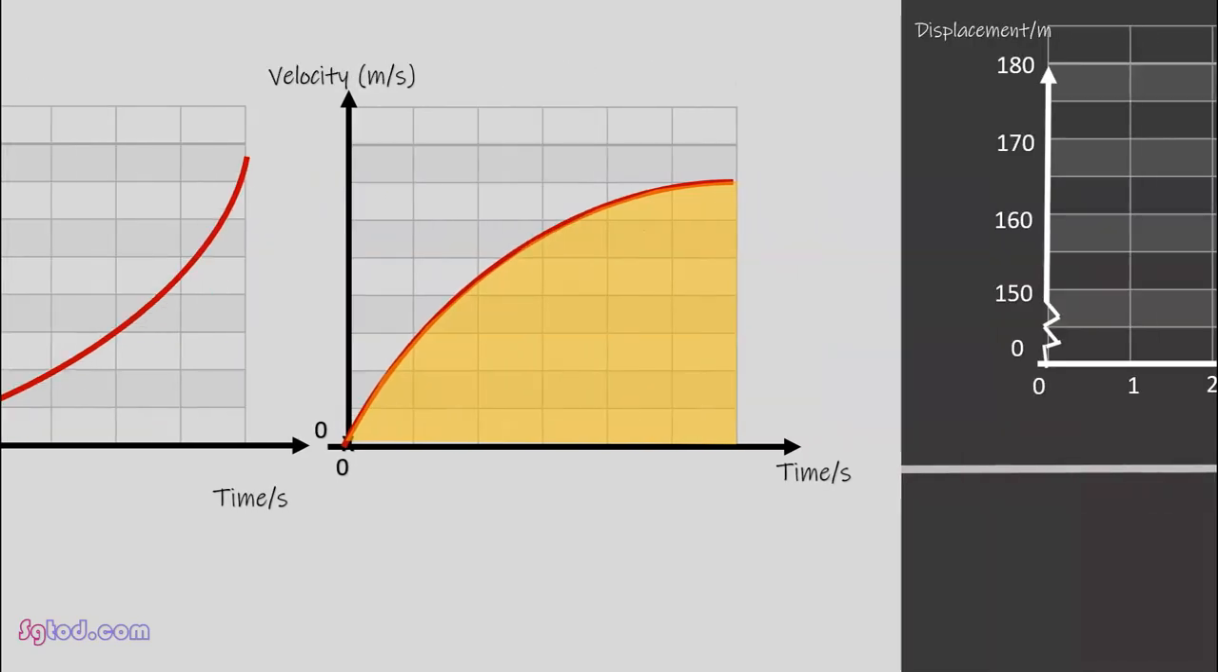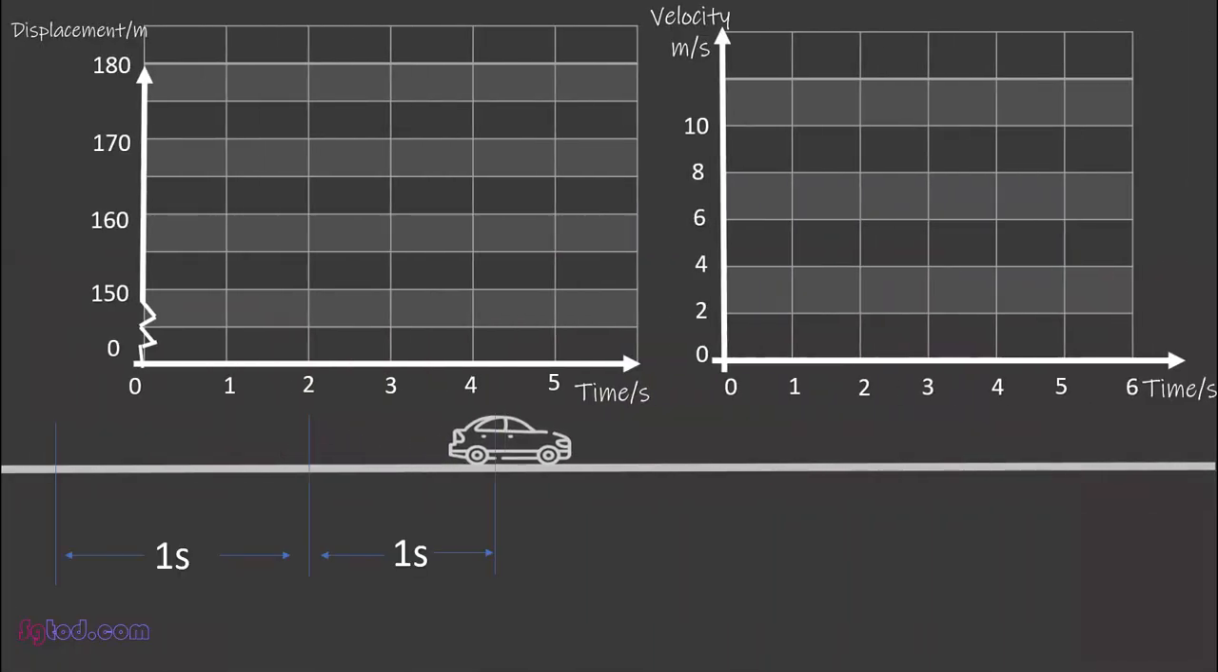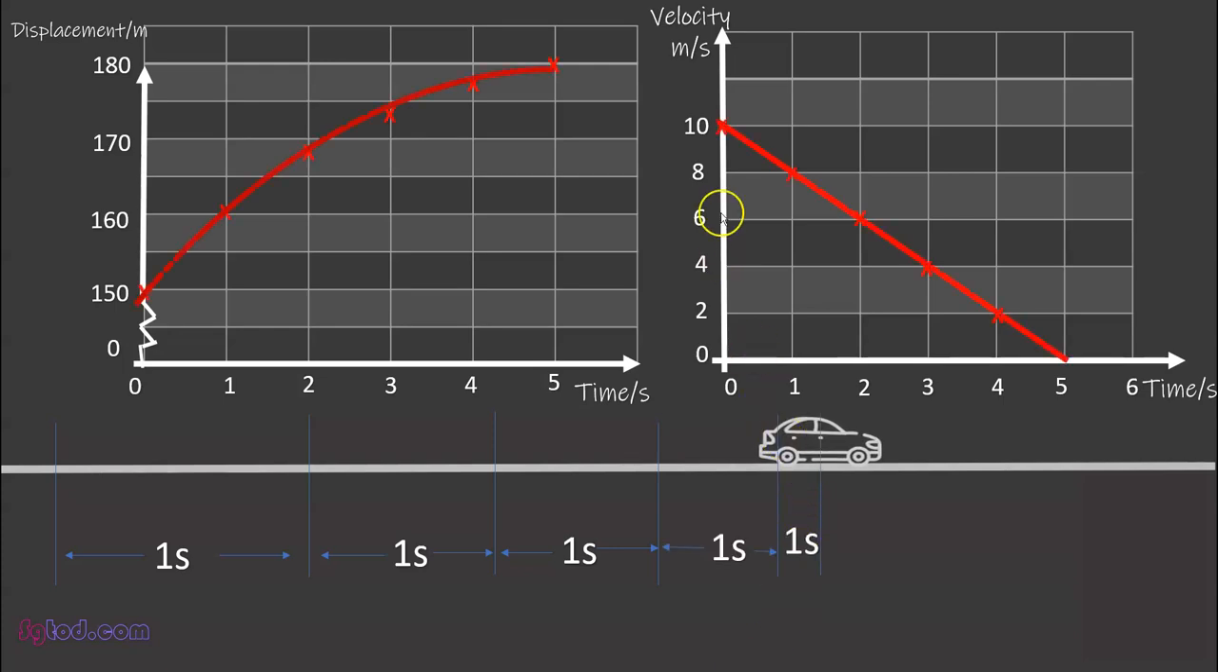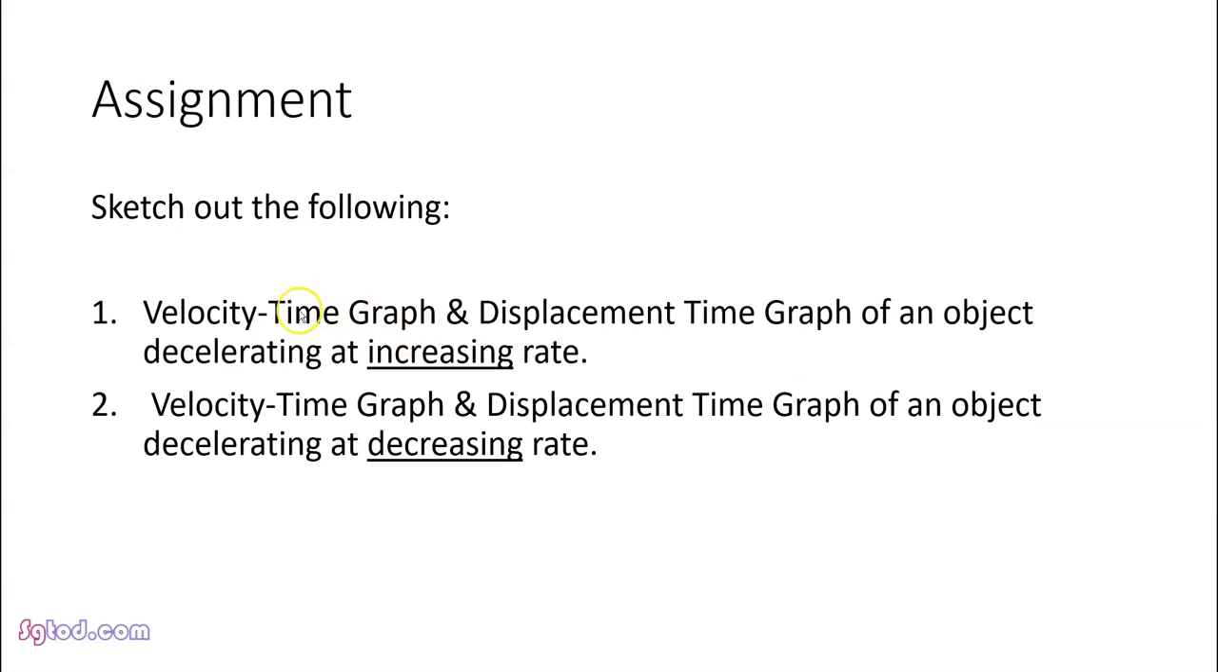Now here's an assignment for you. In the previous lesson, we learned that uniform negative acceleration or deceleration has a downward sloping straight graph with negative gradient because the car reduces its velocity equally over equal intervals of time. Take a few minutes to ponder over this: what would the graph be like if an object is decelerating non-uniformly at an increasing rate?